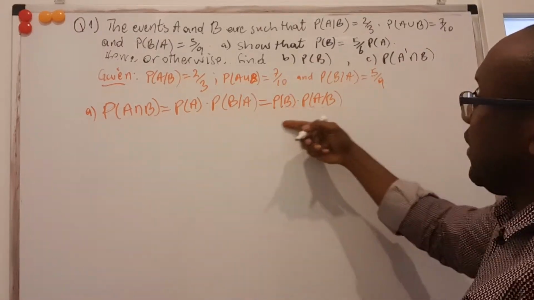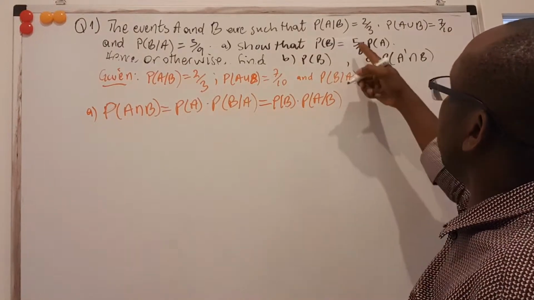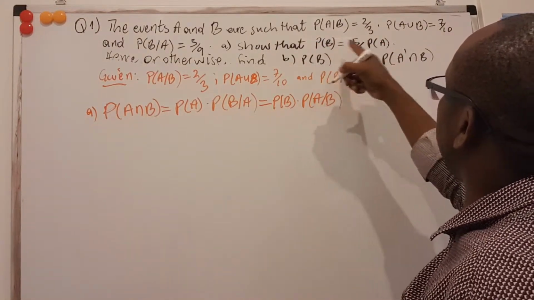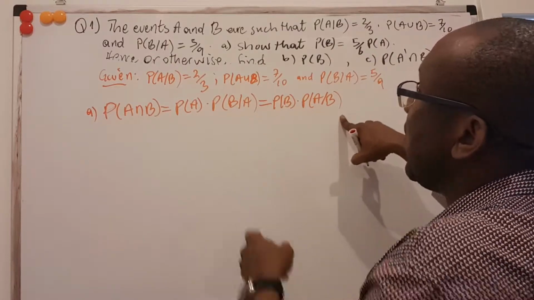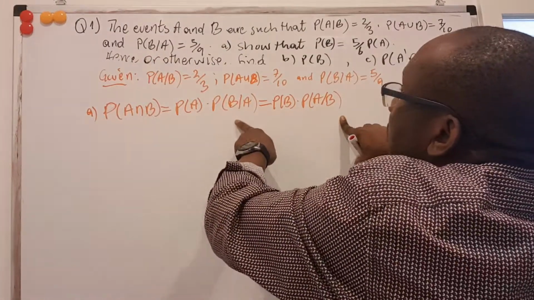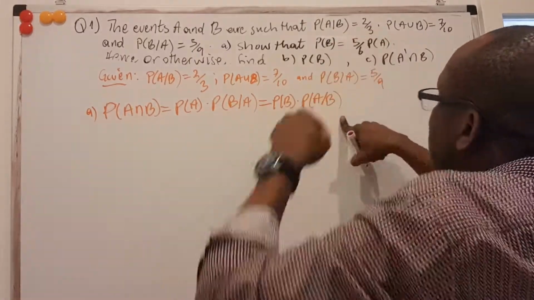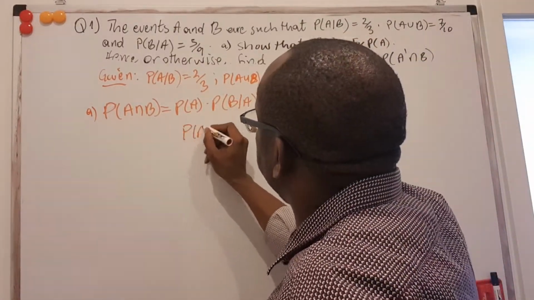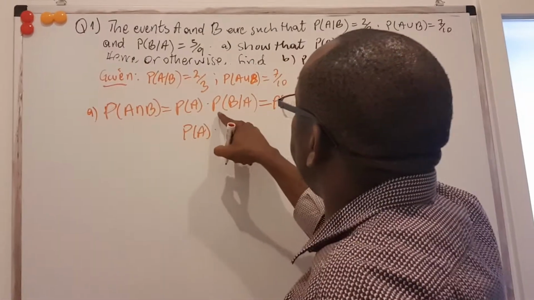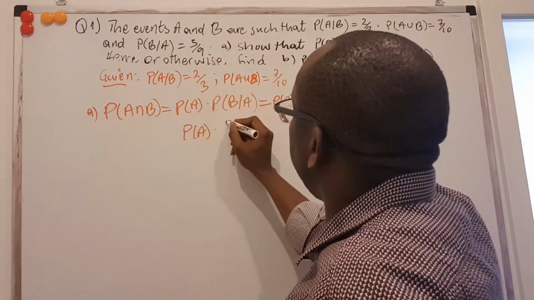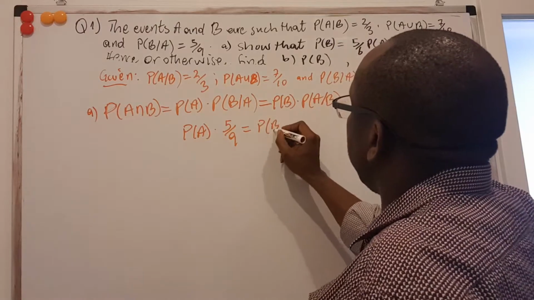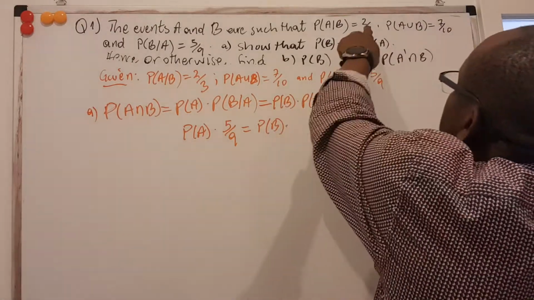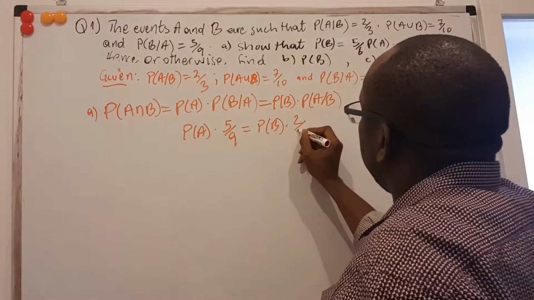So I have this. Based on this information, I already have some things I'm required to look for here. What I'm left to do is see if I can replace this here. I have information about that: P of B given A is that, P of A given B is that. So I can say my P of A here multiplied by P of B given A, which is 5/9, is equal to P of B here multiplied by P of A given B, which is 2/3.